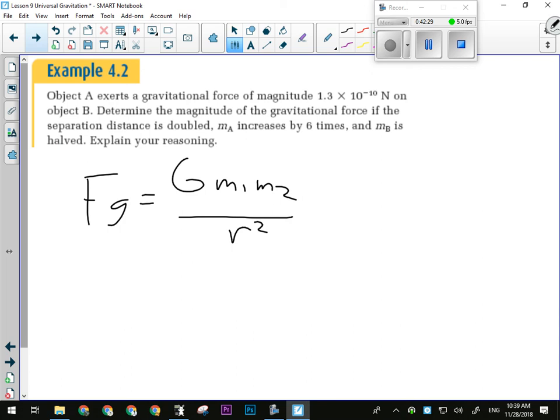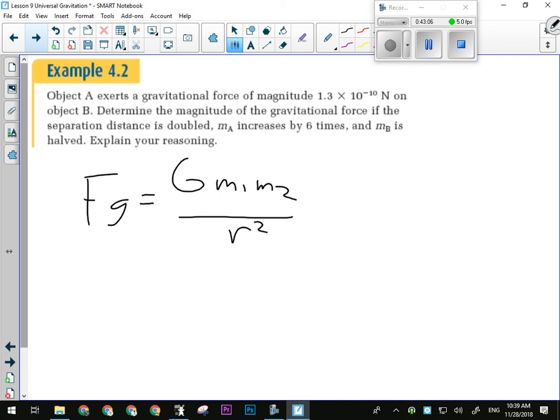All right, so this question here is basically just trying to manipulate that a little bit. They're saying you've got object A exerting a gravitational force of magnitude 1.3 times 10 to the minus 10 newtons on object B, which actually isn't true. It's not A exerting it on B, it's mutual. They're exerting it on each other, and that is really the way it should be written. Determine the magnitude of the gravitational force if the separation distance is doubled, so r is 2 times bigger, mass A increases by 6 times, and mass B is halved.